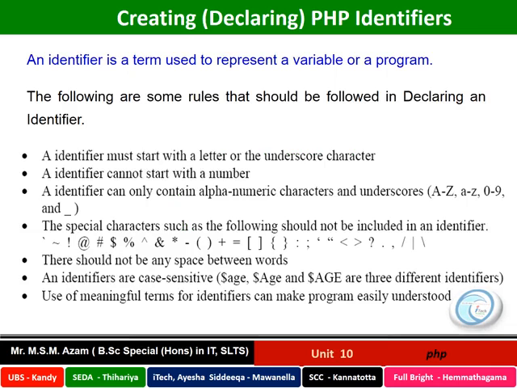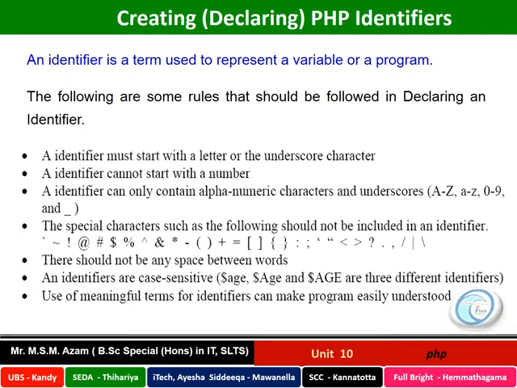Creating or declaring PHP identifiers. Let's see the definition of an identifier. An identifier is a term used to represent a variable or a program. Simply, we have to use a name for a variable or a program in PHP. That name given to a variable or program is called an identifier.